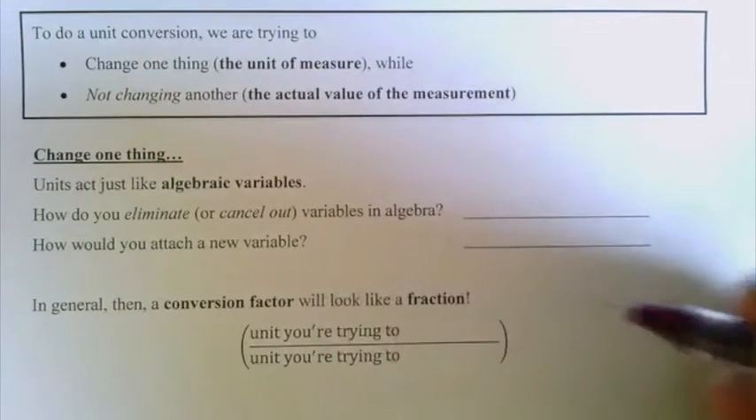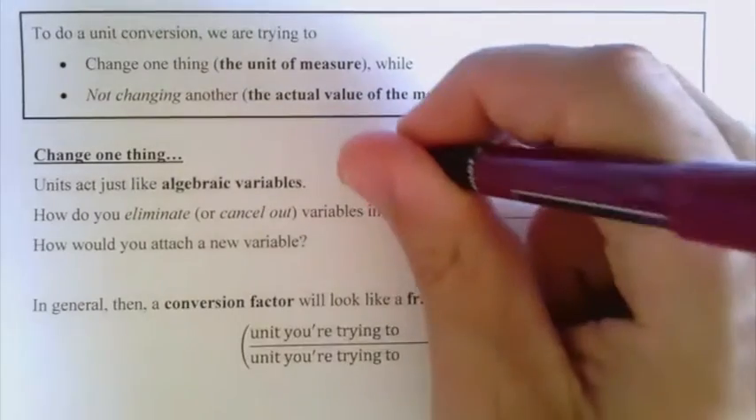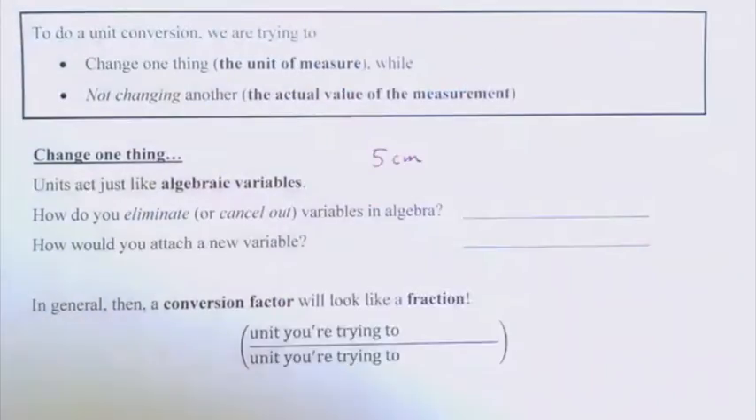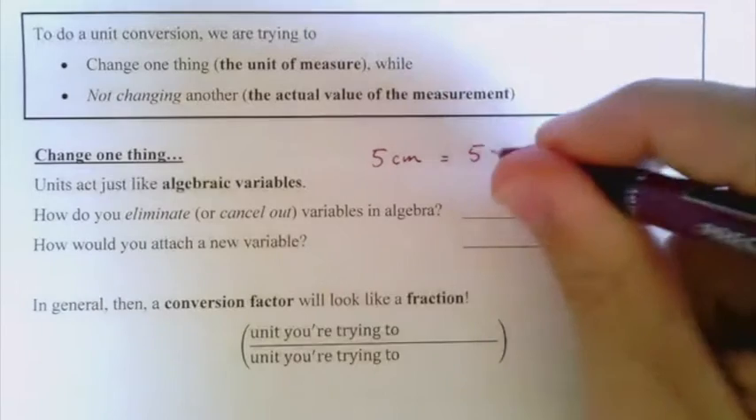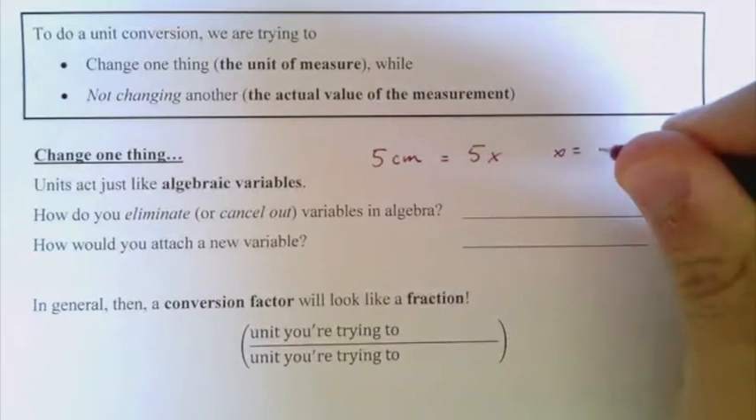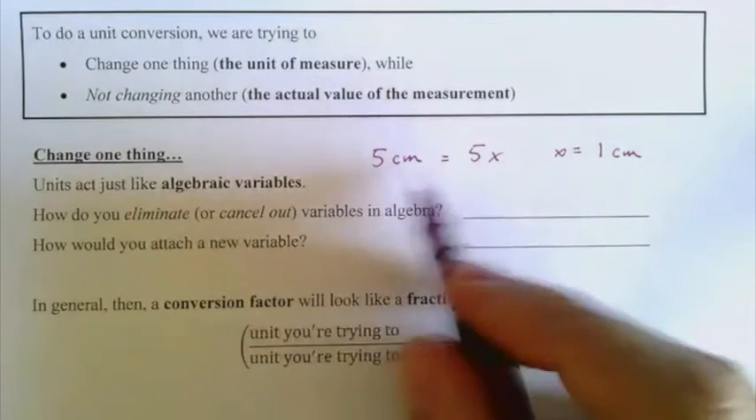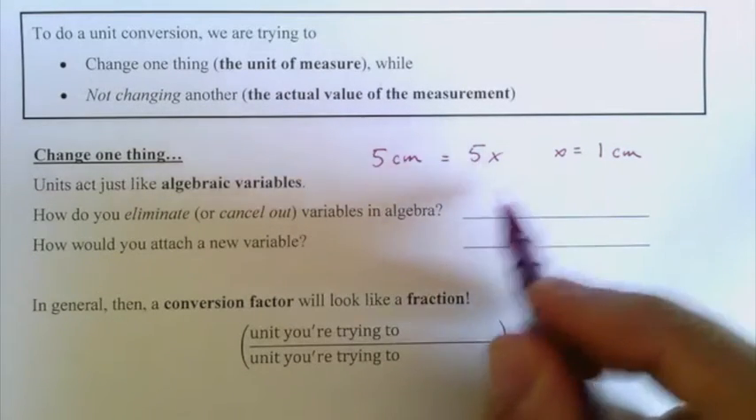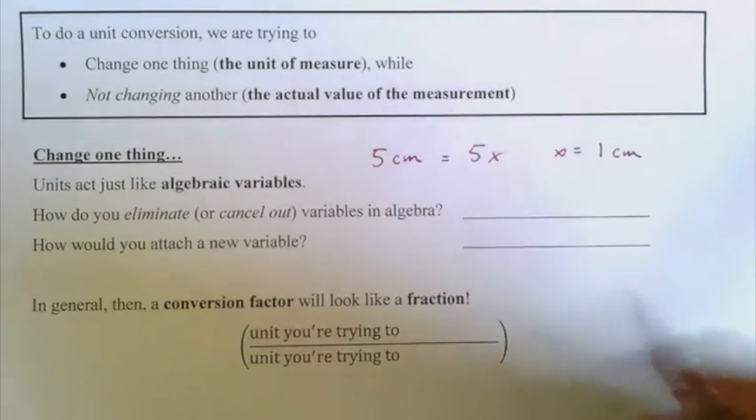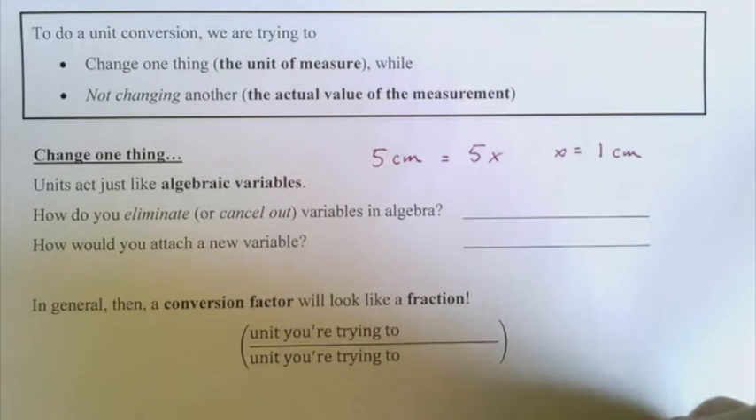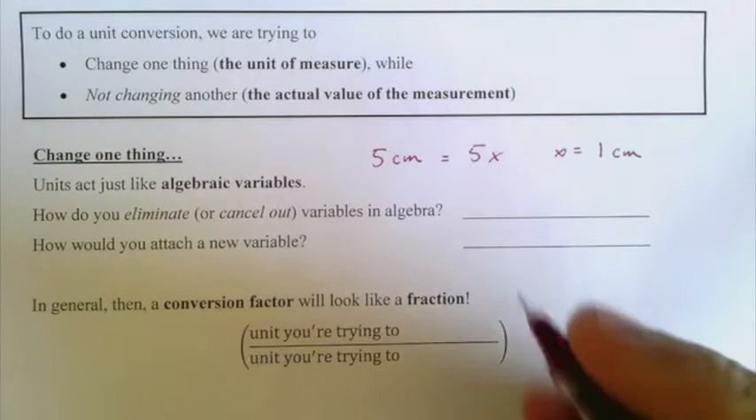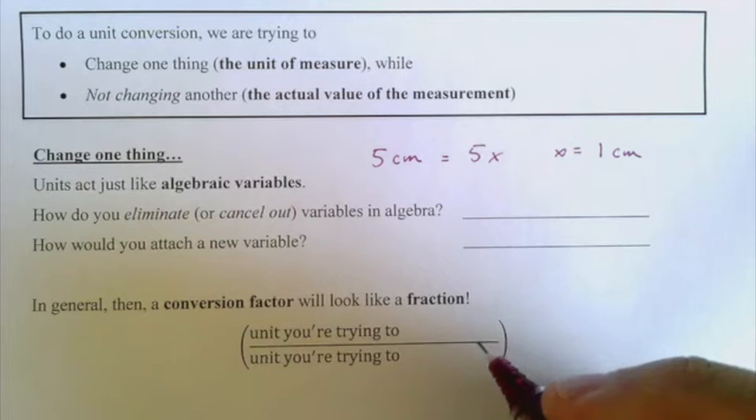So if we think briefly about the first part, how do I change one thing? Well, units are going to act just like algebraic variables. When I say 5 centimeters, I might as well just be saying 5x, where x equals 1 centimeter, right? And so essentially I'm just taking whatever this is and multiplying it by something. And so the question I would ask you first is, how do we cancel out variables in algebra? How do you get rid of one? Take a moment, think that over, come back to the video when you're ready.